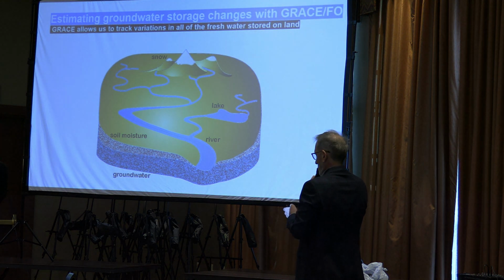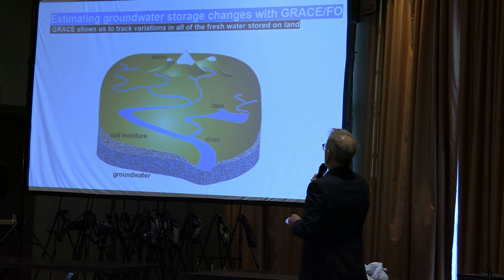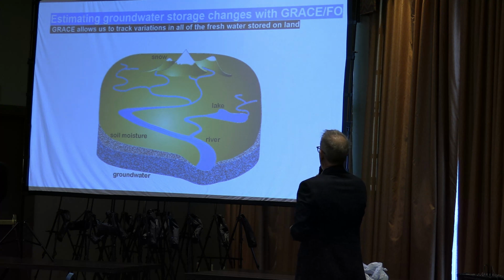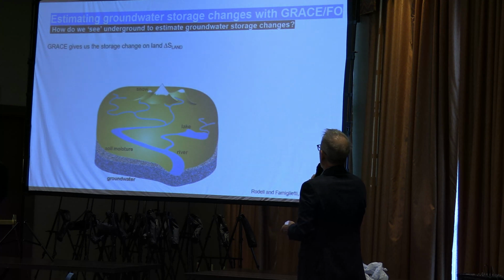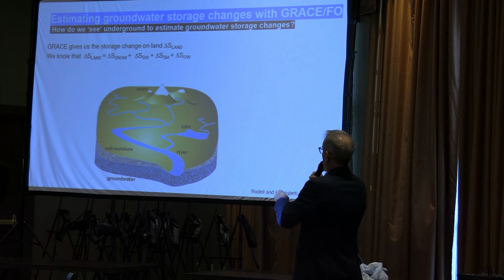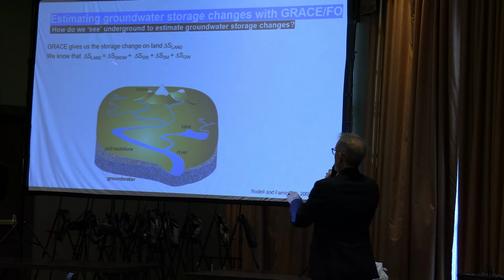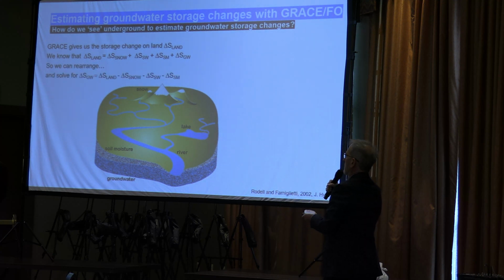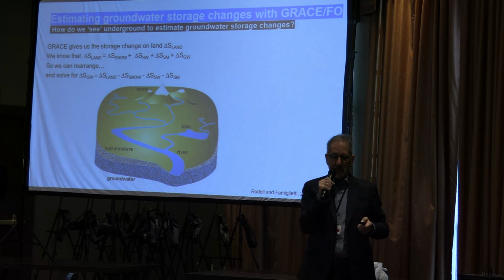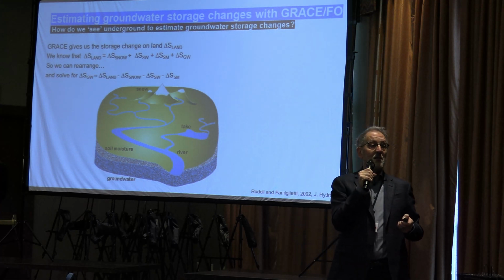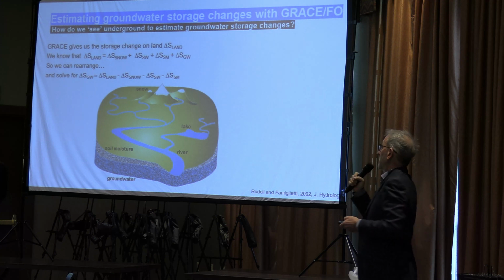So I said that GRACE gives us the change in all of this. Say we're looking at a basin, maybe this is the upper Rio Grande, and GRACE tells us the change in all of this: the surface water, the soil moisture, and the groundwater. So GRACE gives us this delta S land. We know that is the sum of the snow, the surface water, soil moisture, and groundwater, so we can rearrange and solve for groundwater, which we've done many times. It works pretty well. It's never going to be as good as wells in the ground, but it does give us a great regional and global picture. It's great, of course, to combine them together.